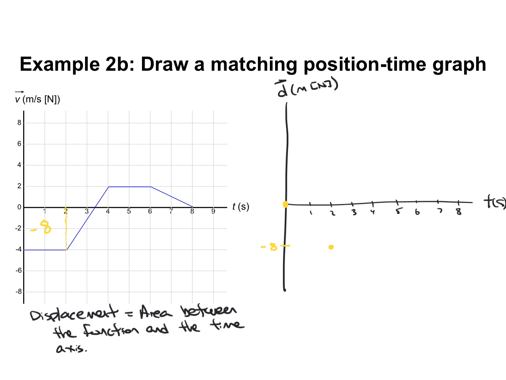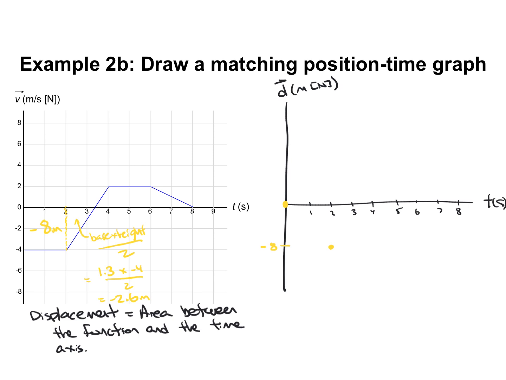Now the next section is a triangle. The area of a triangle is base times height divided by 2. So the base is about 1.3, if it went from 2 to 3.3 seconds. The height is -4, divided by 2, getting us -2.6. So the displacement is -2.6 for the next section.